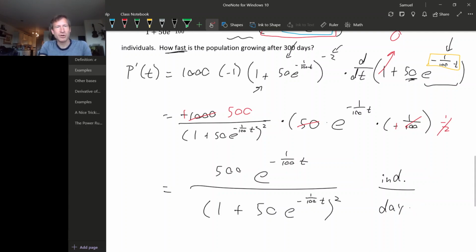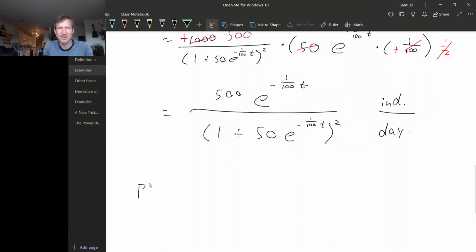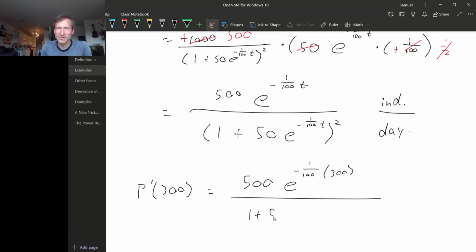All right, we wanted to know the rate of change after 300 days, so we just need to plug 300 into this, which is going to be annoying. But that's life when you're working with sort of vaguely realistic applications, right? The numbers are never nice. So minus 1 over 100 times 300 over 1 plus 50 e to the minus 1 over 100 times 300, all squared. 300 over 100 is 3, so.